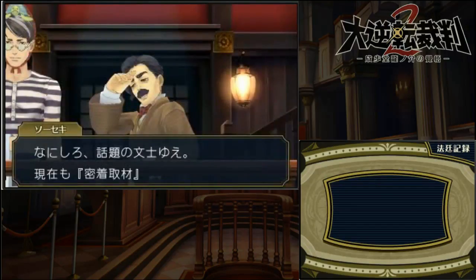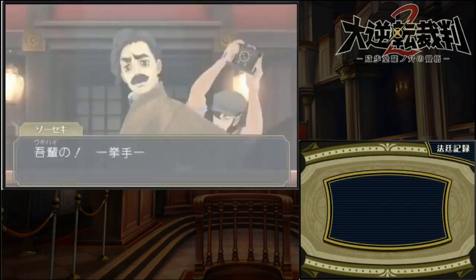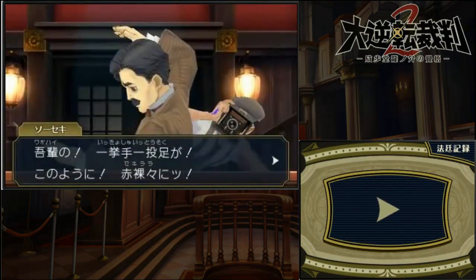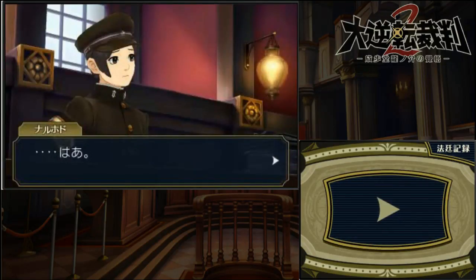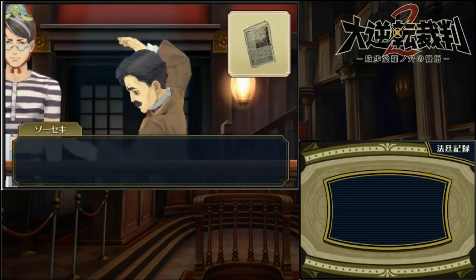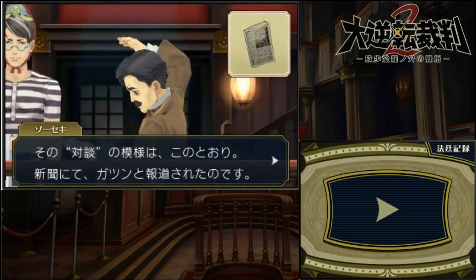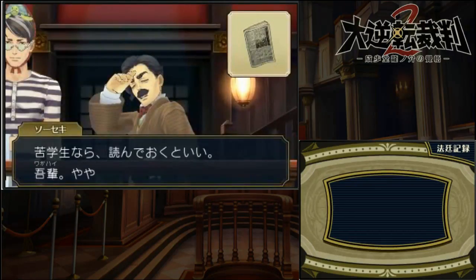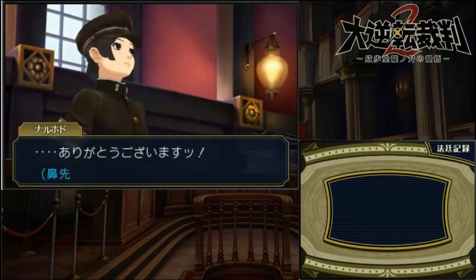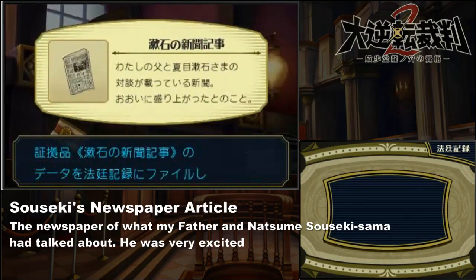With the topic of uprising writers trending, there are reporters watching my every move. Every single movement, candidly taken, like so. Hi, cameraman! Right. The details of the conversation have been, word for word, printed in the newspaper here. Feel free to read it, oh suffering student. I have purchased multiple copies. Thank you very much. He shoved the newspaper right into my face. Soseki's newspaper article. The newspaper of what my father and Natsume Soseki had talked about. He was very excited.